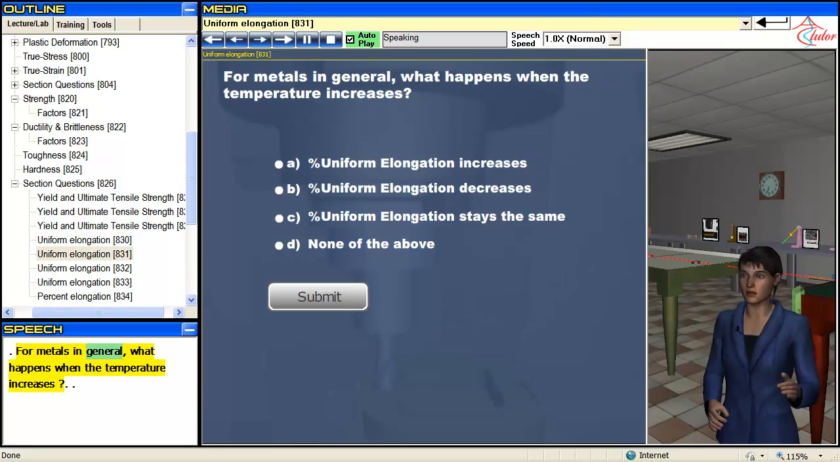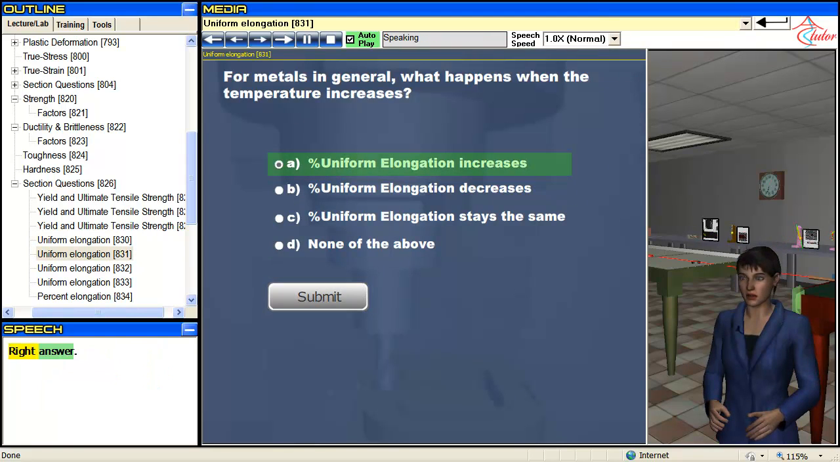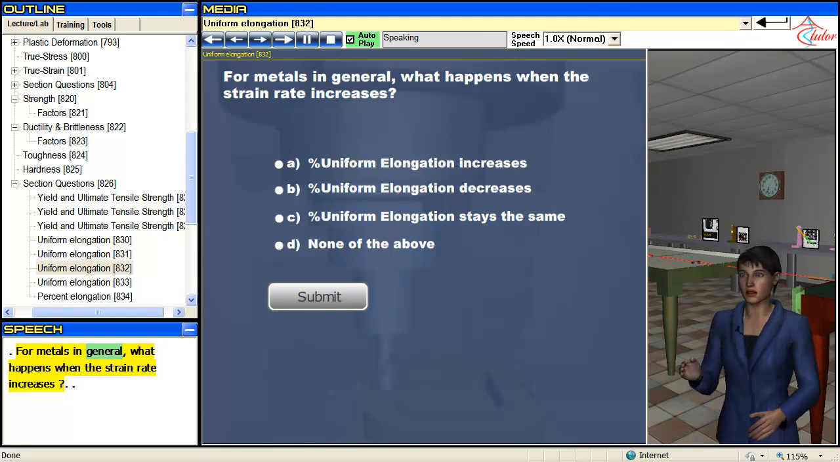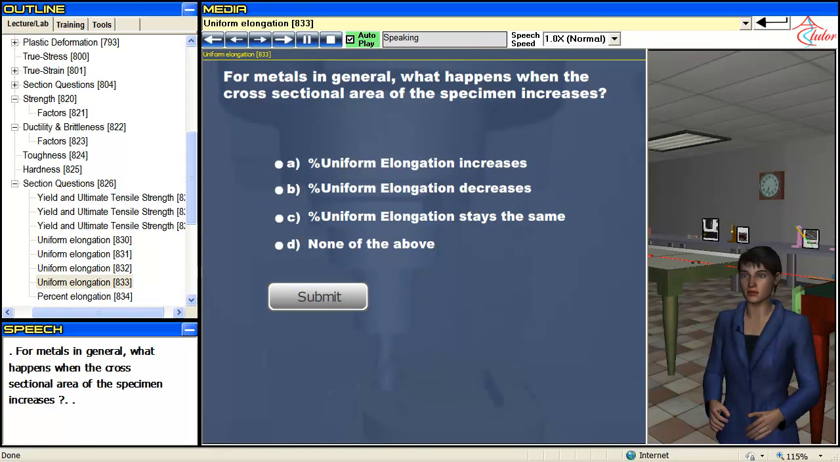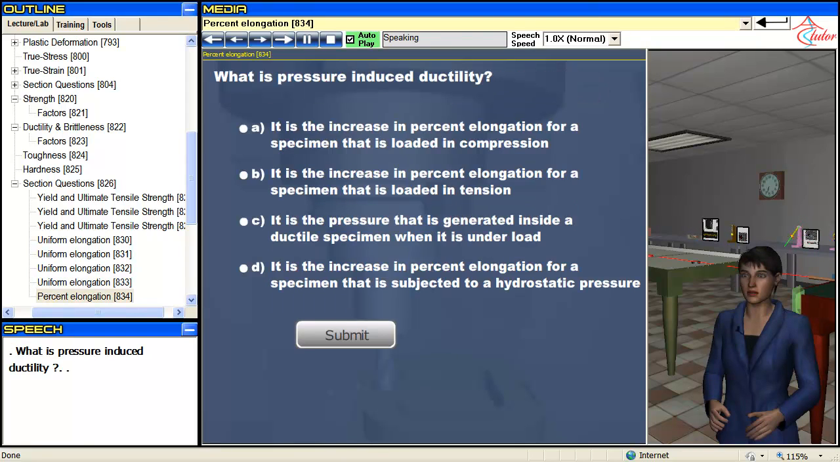For metals in general, what happens when the temperature increases? Right answer. For metals in general, what happens when the strain rate increases? Right answer. For metals in general, what happens when the cross-sectional area of the specimen increases? Right answer. What is pressure-induced ductility? Right answer.